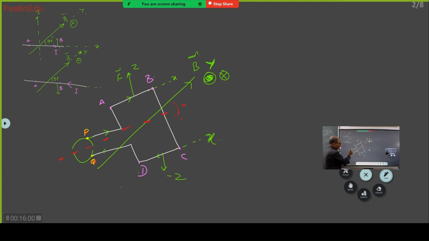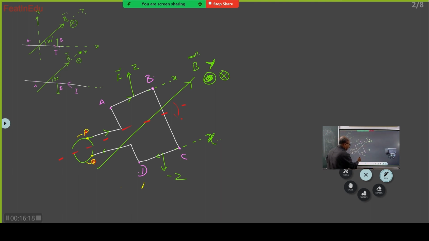Okay, and you can call this commutator also as P. This connection is also P. Commutator point is P. Now what happens in the next cycle? The coil would have rotated by 180 degrees.